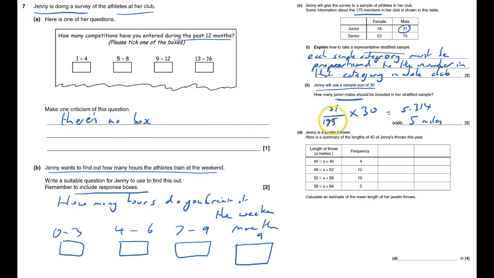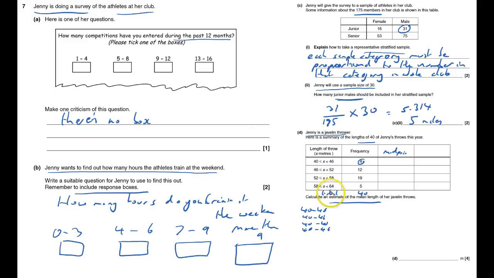And Jenny is a javelin thrower. The table gives the length of 40 of her throws. So it tells me the total frequency is 40, and we've got to calculate an estimate of the mean length of the javelin throws. Well, it's an estimate because we don't know exactly the throws. We know that there was one between 40 and 46, and another, because there's 4 of those altogether. But I can't add those numbers up, so I have to assume they're the midpoint.